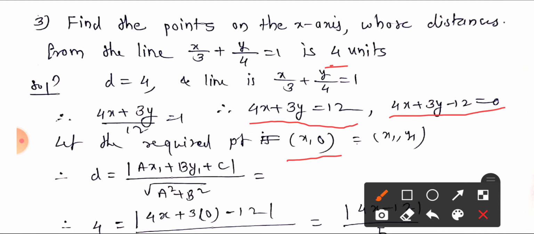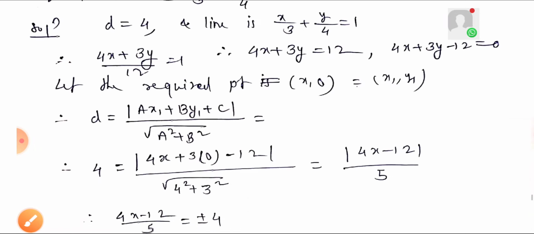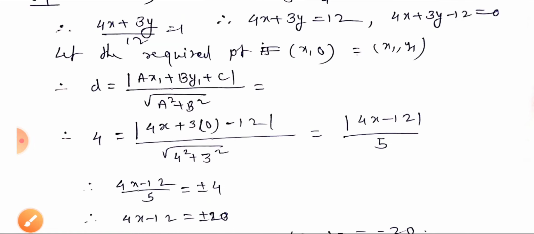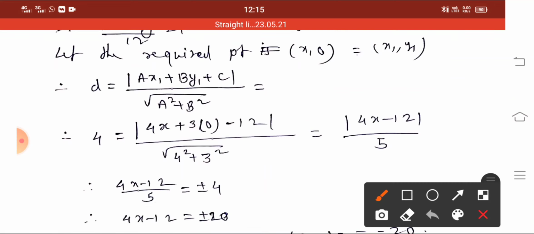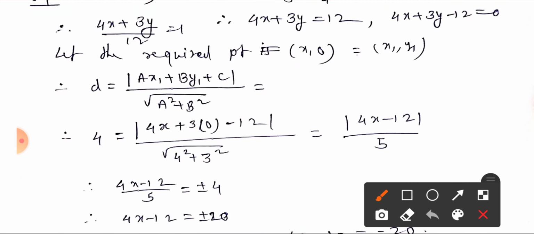So therefore we have the distance D from the point x1 comma y1 to the given line is D equal to modulus of ax1 plus by1 plus c upon root of a square plus b square. And here d equal to 4 is given. 4 is equal to modulus of a is 4, x1 equal to x as it is, plus b is 3, y1 is 0 and c equal to minus 12. So therefore, upon root of a square is 4 square plus b is 3 square.